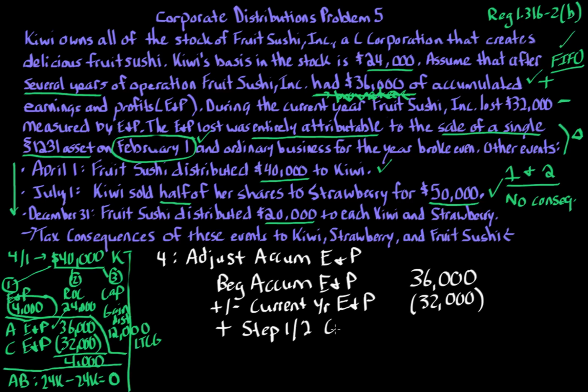All right. Then we add step 1/step 2 gain. So really step 1 is where you recognize the gain of the corporation, but step 2 is where you adjust the current year EMP. So here there were no consequences to step 2. So that means that we're going to add, it's going to be plus 0.